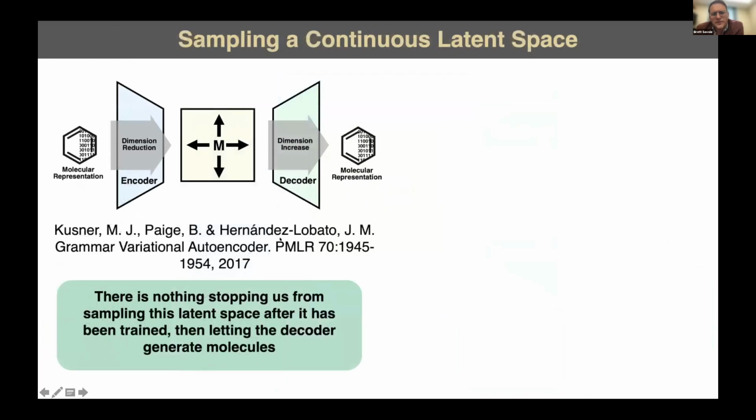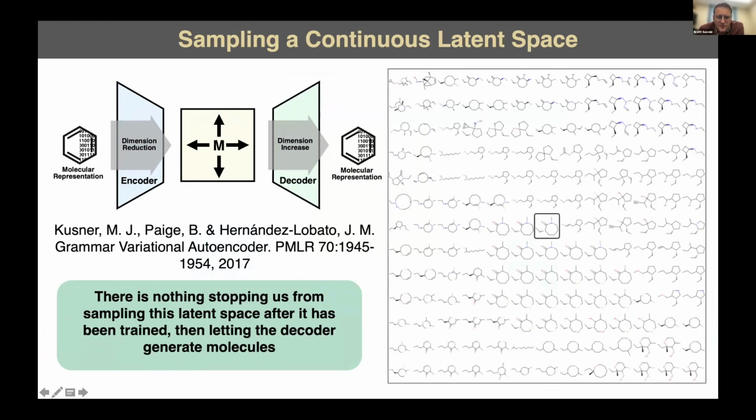Okay, so what have you gotten from this? So this continuous representation, why this is a generative model is that there's nothing stopping you from sampling it, right? So you can actually take an existing molecule and you can sample around that continuous molecule. So this example is taken from the grammar variational autoencoder from the Hernandez-Lobato group. And this is showing valid decodings starting from a given structure.